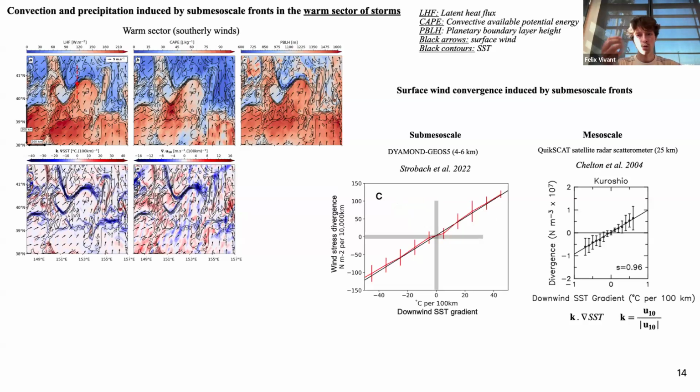This is consistent with a previous study performed by Strobach et al. They used the same model I'm presenting right now, and they found the same correlation as was found by Shelton et al., for instance. So the same mechanisms are valid for the mesoscale and the submesoscale, but we observe greater magnitude at the submesoscale. You can see the gray areas here correspond to the range of Shelton et al. And so greater SST gradient means greater surface divergence.